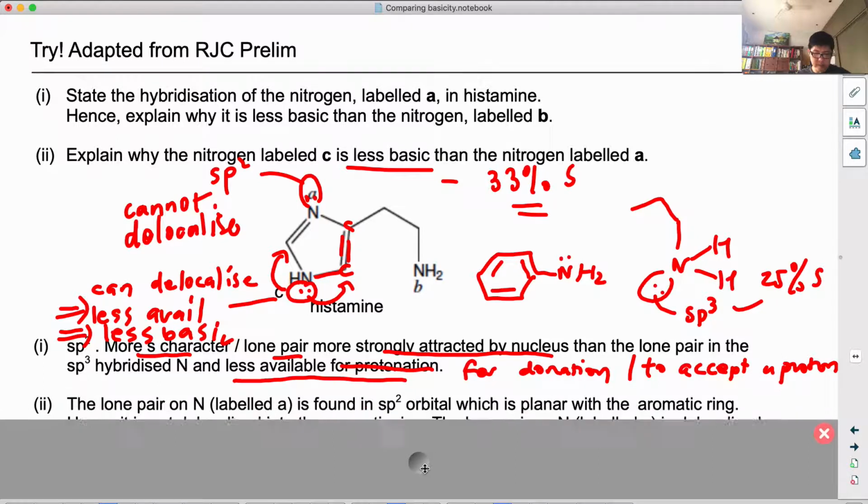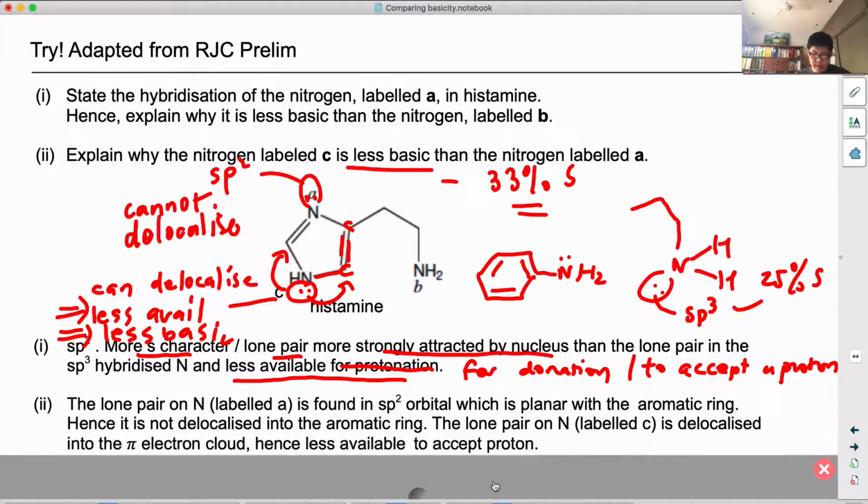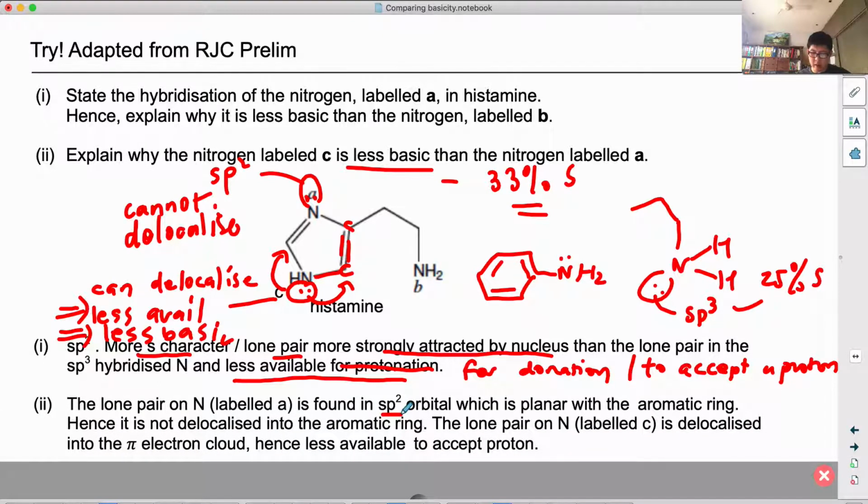So let's see how you answer. The lone pair on N is found in the sp2 hybrid orbital, which is planar with the ring. The word you have to write is that it is not delocalized into the ring. However, the lone pair on N labeled C, which is this one here, is delocalized into the pi electron cloud, hence less available to accept a proton.